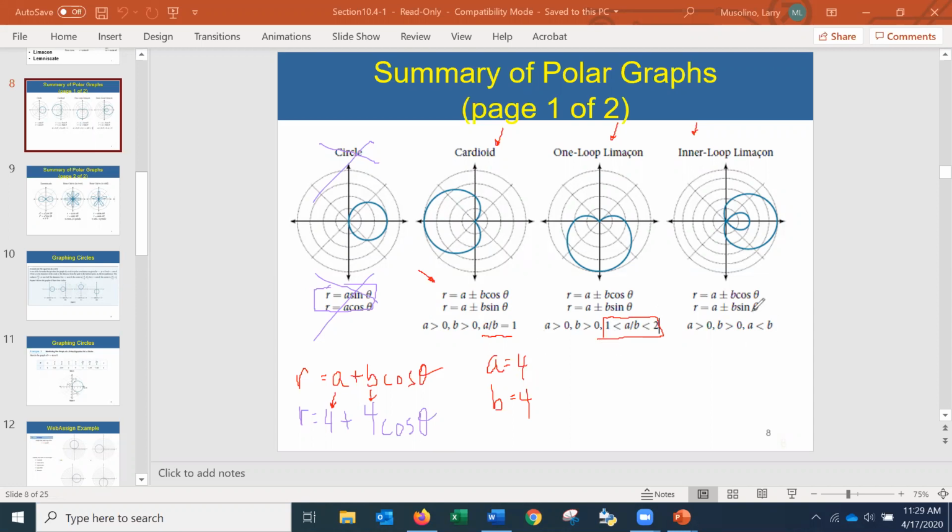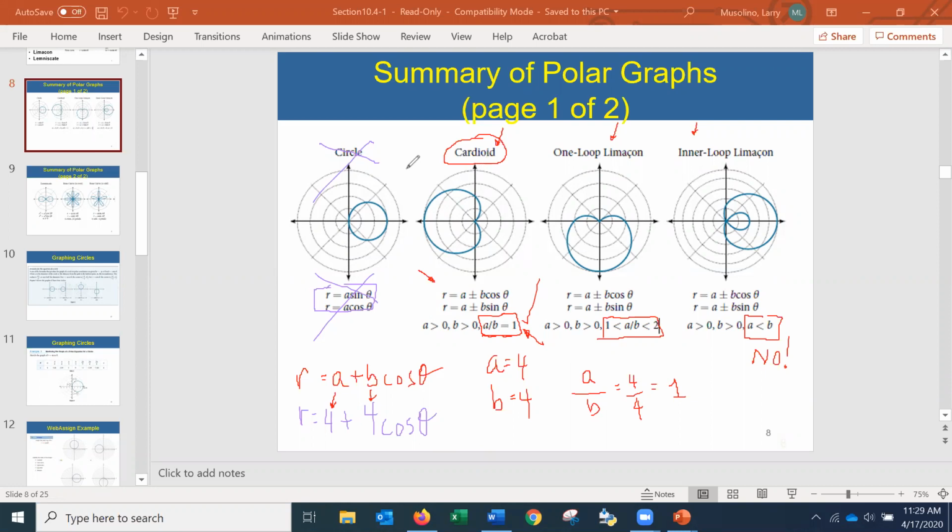So let me come over here to the right. It says A is less than B. Well, we don't match that, because our A is 4 and our B is 4, so A is not less than B. Let me also calculate A over B. A over B is just 4 over 4, which is equal to 1. So I can see that's a match to the condition that says A over B equals 1. So I know our graph is a cardioid.